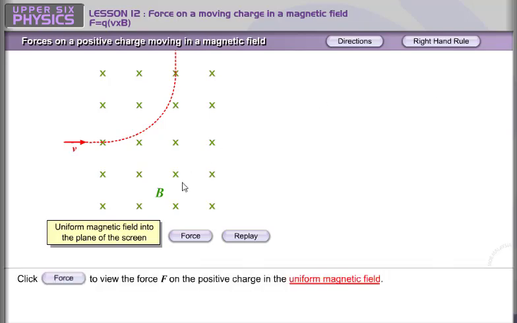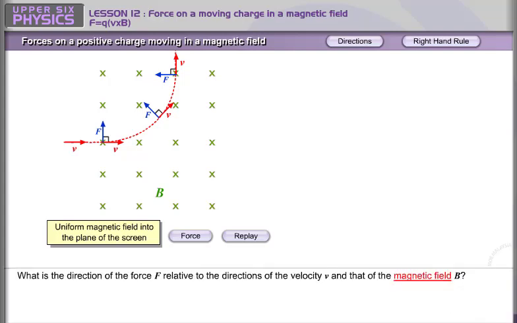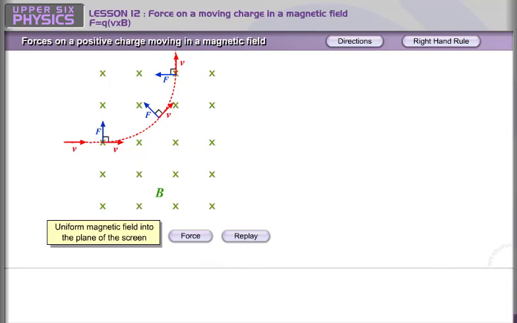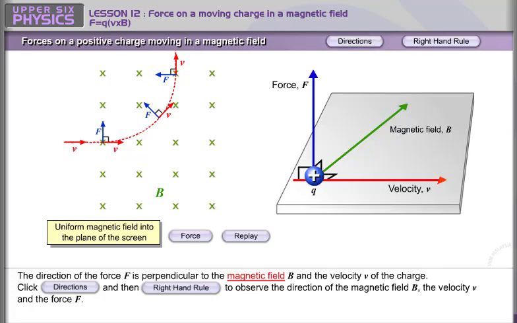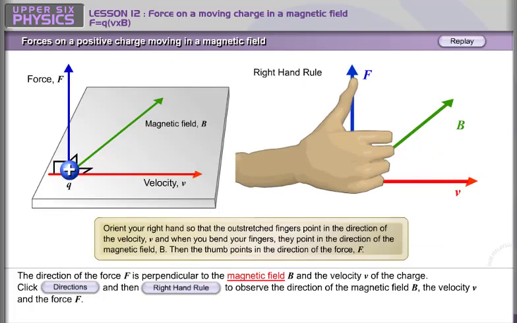Click the force button to view the force F on the positive charge in the uniform magnetic field. What is the direction of the force F relative to the directions of the velocity v and that of the magnetic field B? The direction of the force F is perpendicular to the magnetic field B and the velocity v of the charge. Click the Directions button and then the right-hand rule button to observe the direction of the magnetic field B, the velocity v, and the force F.